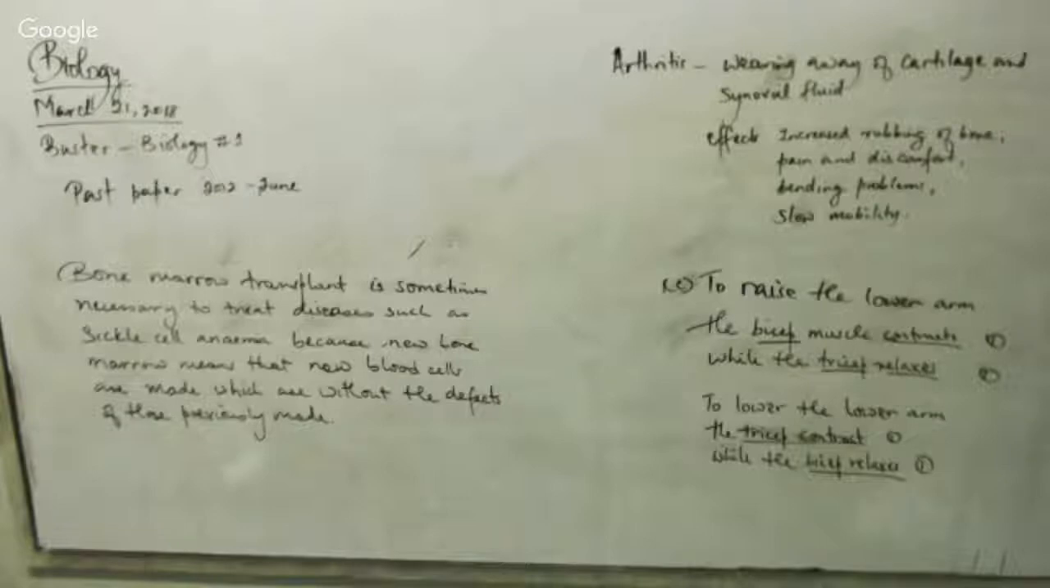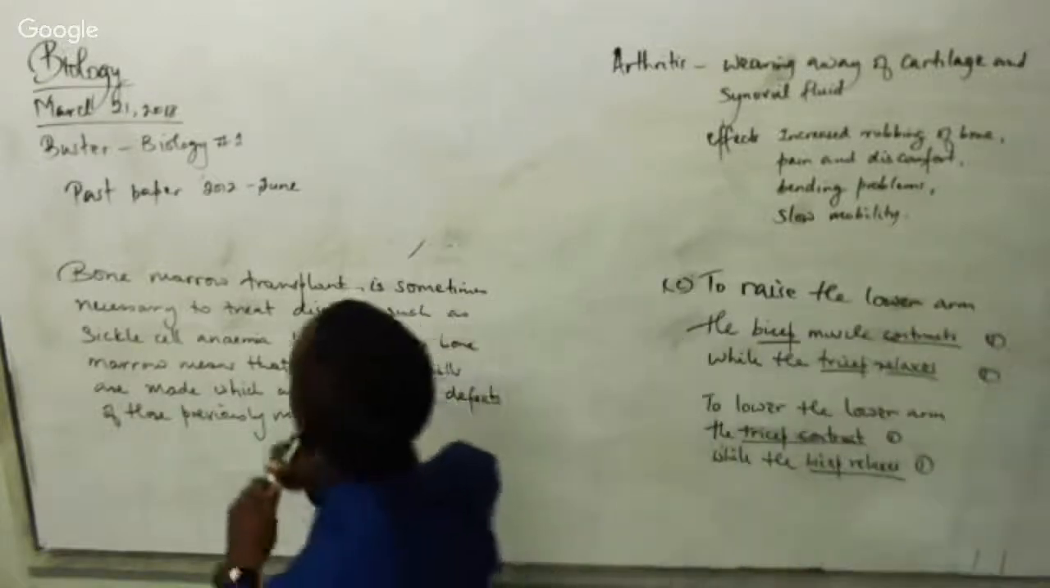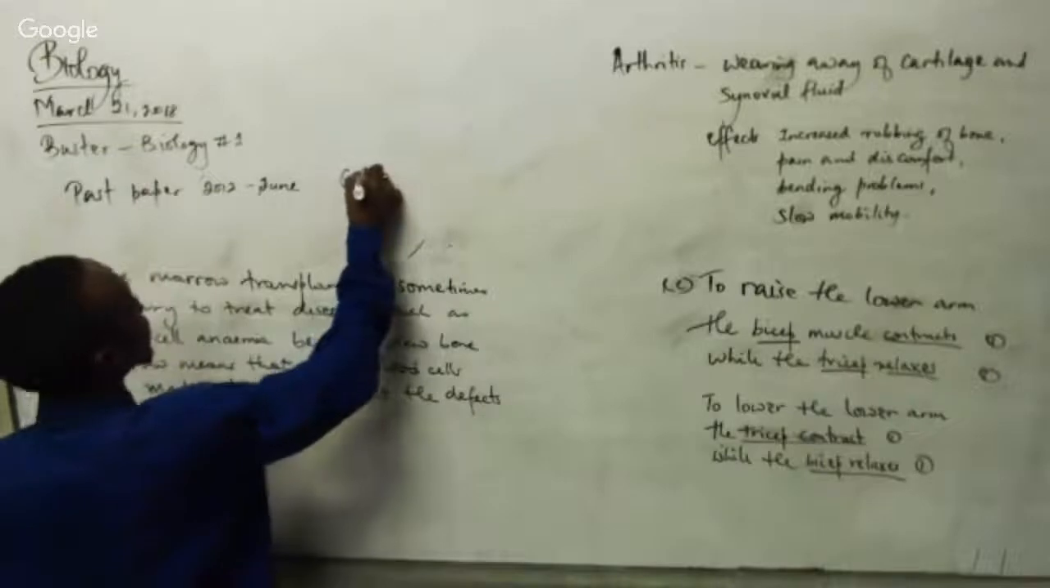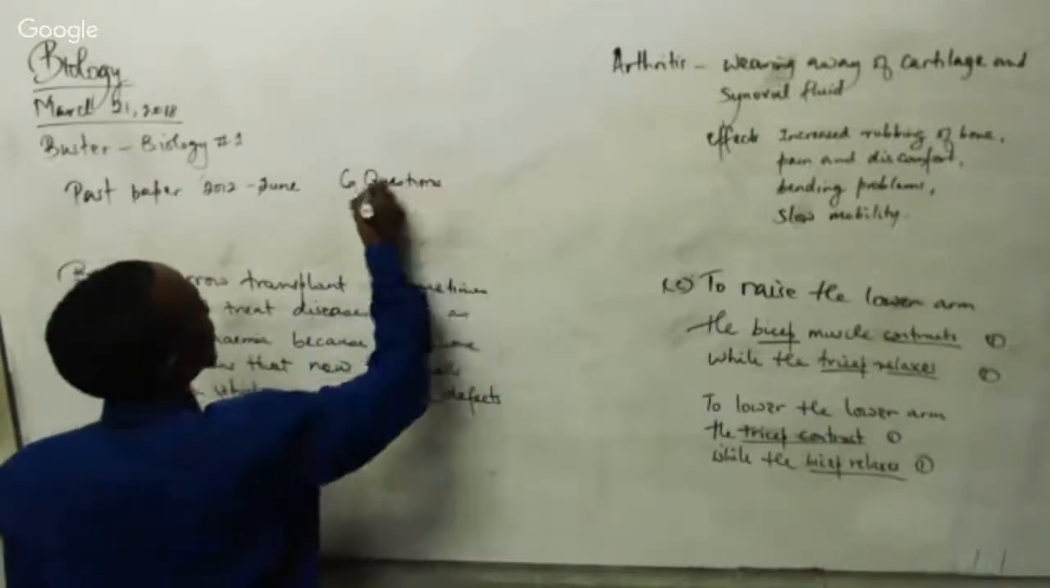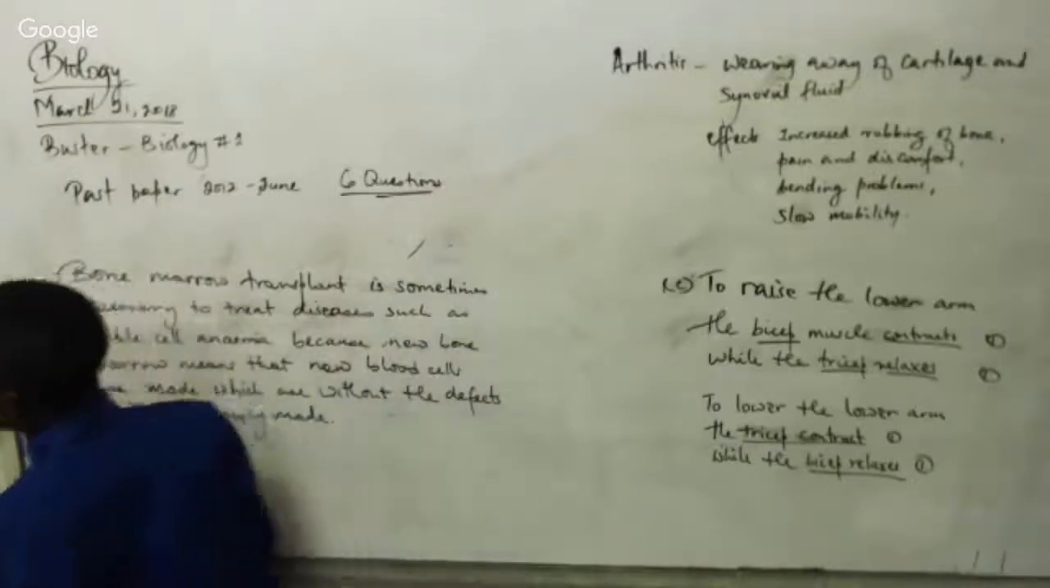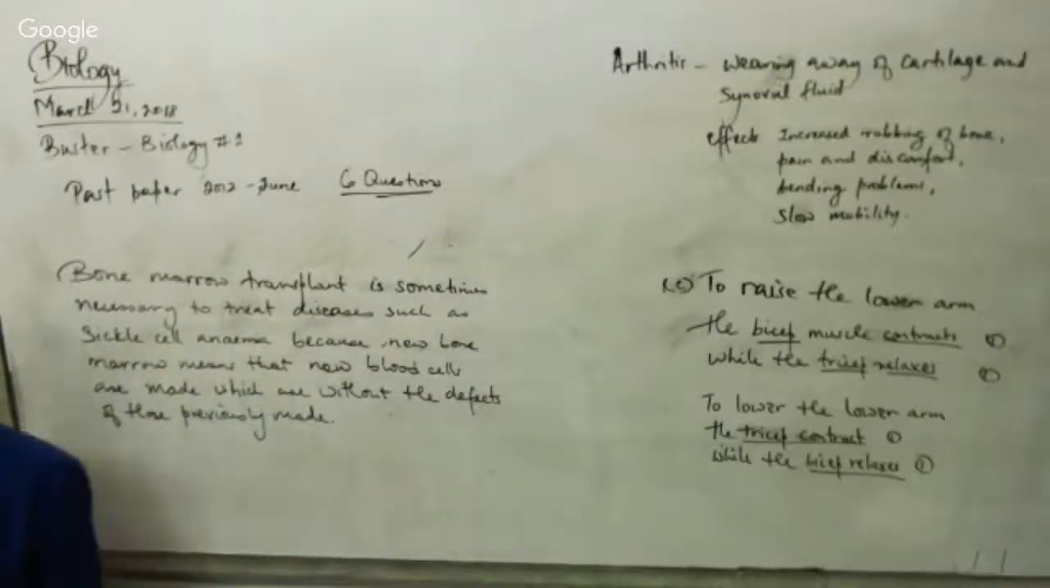Next question is pretty easy. Wow, that's question 2. We're done with question 2. We're on a roll. You get 6 questions in the paper here. Yes, and all of them compulsory. You have no choice. You have to do all of them.